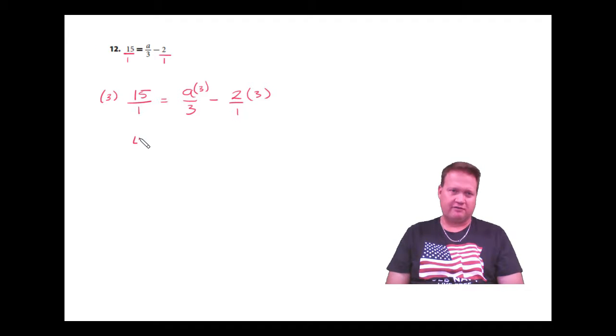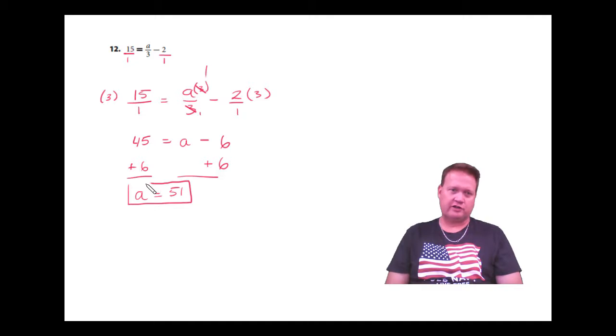So 3 times 15 is 45. Because the 1 doesn't reduce, there was never a fraction there to begin with. But here there was. That 3 reduces with that 3. They just become 1. And that leaves you with an a, and then minus, and then 2. The 1 and the 3 don't reduce. 2 times 3 is 6. And then we're one step away from an answer. I'm going to turn it around at this point. I'm going to put a on that side. 45 and 6 makes 51.